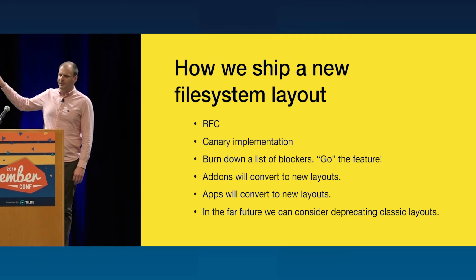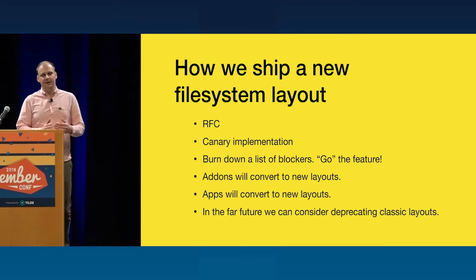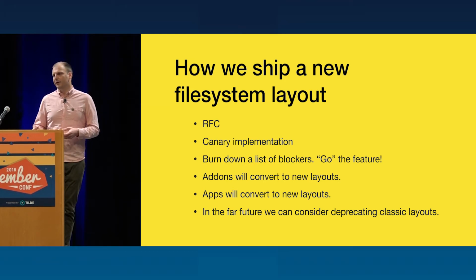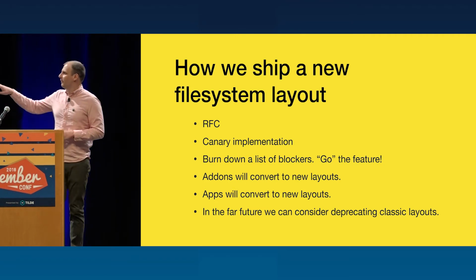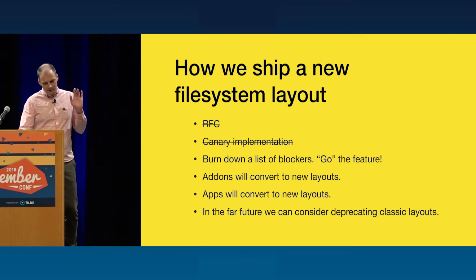So we have to get an RFC, we have to get a canary implementation, we have to get that go moment where we can put it in beta, and then there's going to be an even longer tail after that, the deprecation cycle. There's still a community process that has to take place where add-ons need to convert into this new format, and applications need to convert as well. And only when all of those things happen are we really going to be thinking about when we can deprecate the classic app style. So that's really not going away soon.